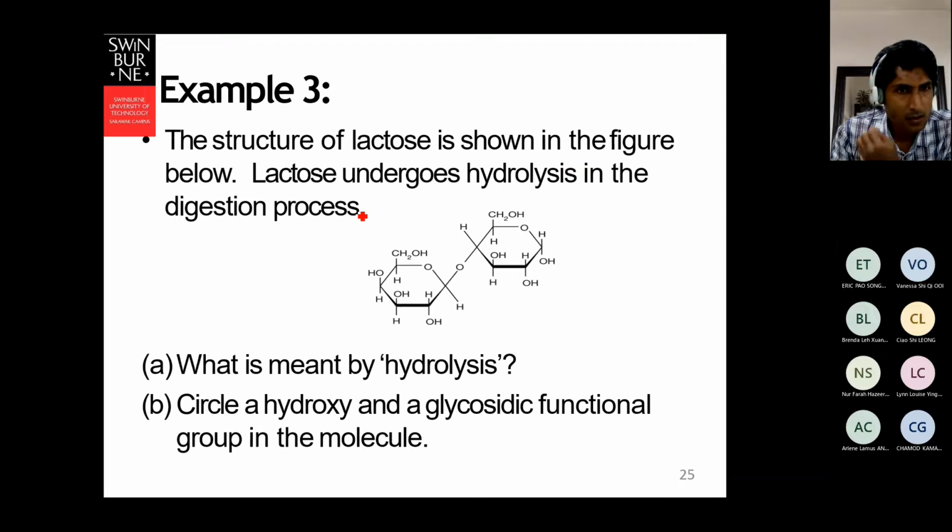So yeah. Now, example 3 says the structure of lactose is shown in the figure below. Lactose undergoes hydrolysis in the digestion process. So what does hydrolysis mean? Right. Hydrolysis means water will be split, and then one hydrogen will come here, another hydroxyl will be attached here. This is how the bond is broken in hydrolysis. This is a glycosidic bond or ether bond.